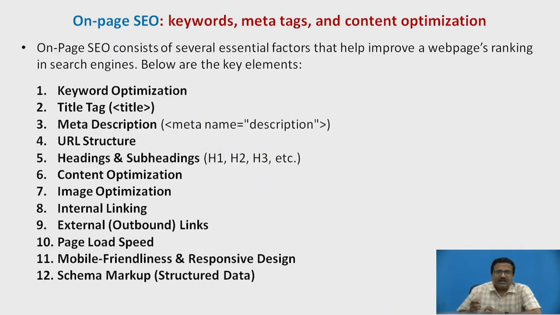Now there are several essential factors, or you can say processes or methods, that you employ to improve your page ranking using on-page SEO. There are many, but these are the 12 important key elements or key processes that you have to follow so that the web pages of your website are optimized for the search engine. First, we will see them one by one.